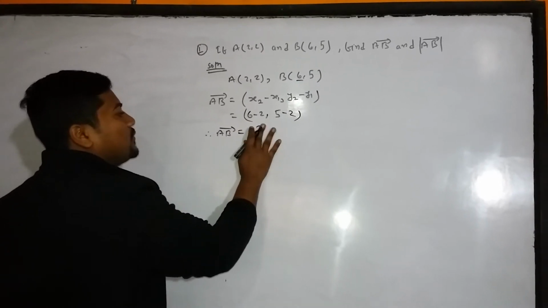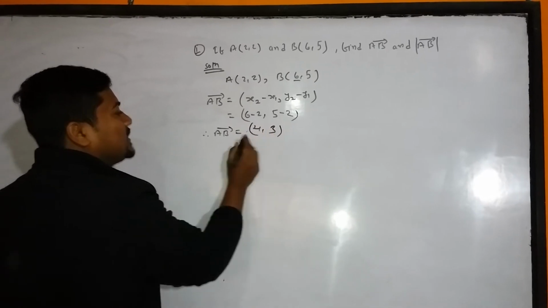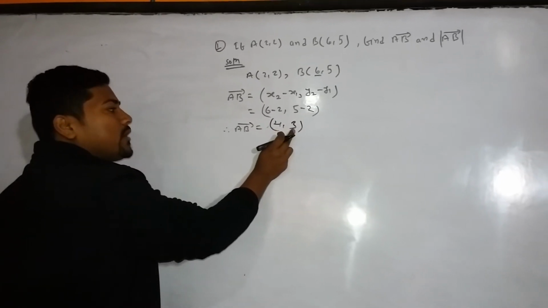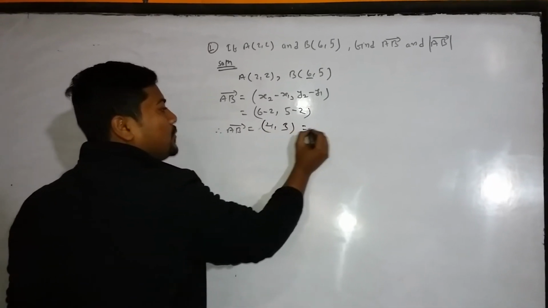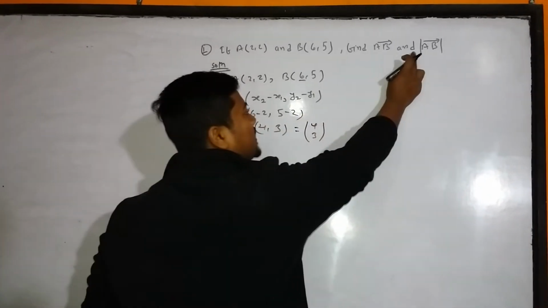Yes, (4, 3). We can write it like this: here the x component is 4 and the y component is 3. You can write it in this form also, no problem. Okay, next question.